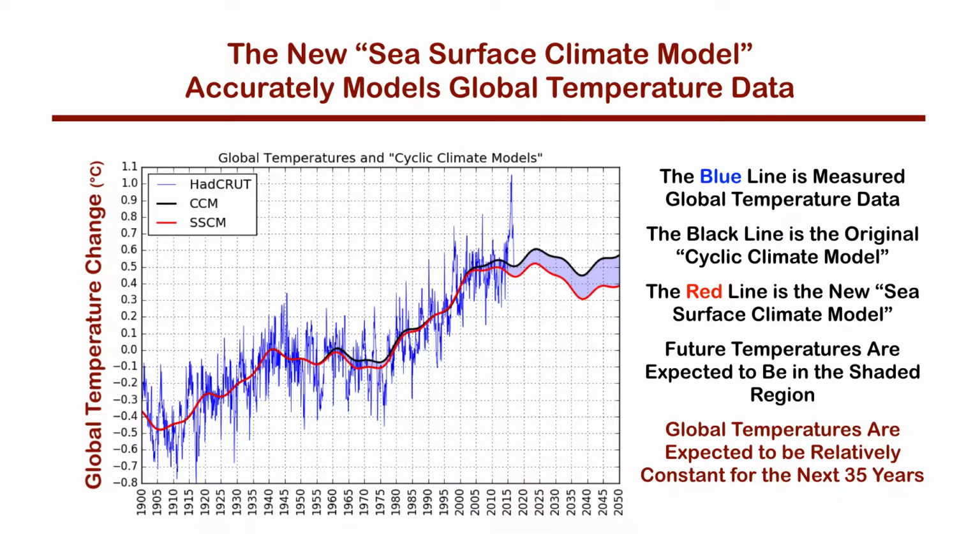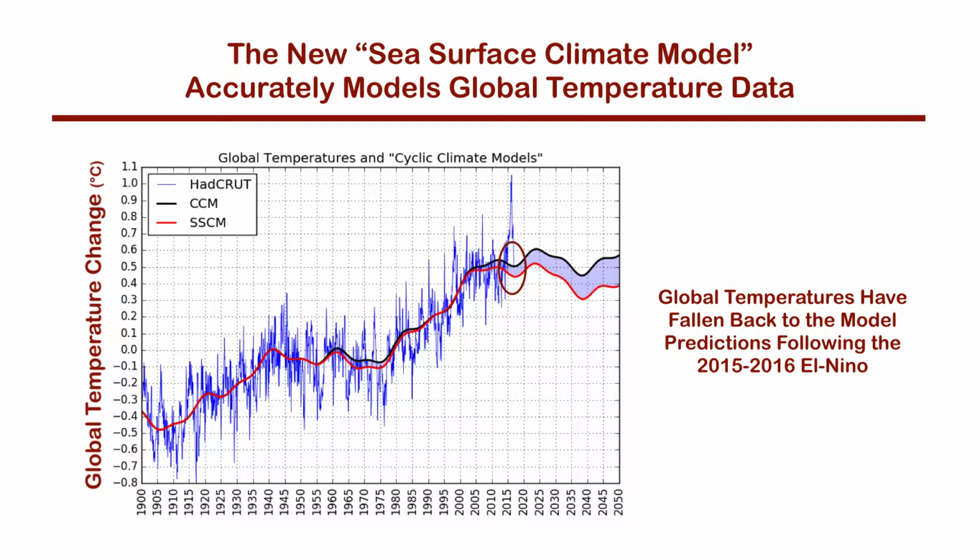More importantly, global temperatures are expected to be relatively constant for at least the next 35 years. You can see that starting now, the temperature is going to go up a little bit, then it's going to go down a little bit, then it's going to go back up a little bit. But on average, the climate is either going to be roughly the same as it is today, or in fact, possibly even a little cooler than it is today. So much for the dire predictions of a climate catastrophe. The data do not support the conclusion of a climate catastrophe coming in the near future.